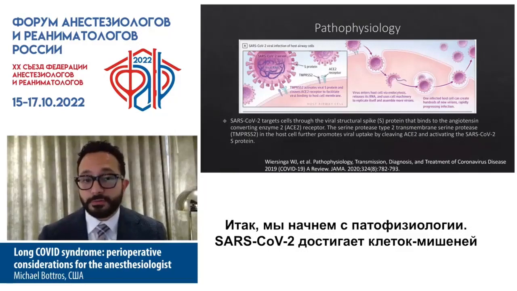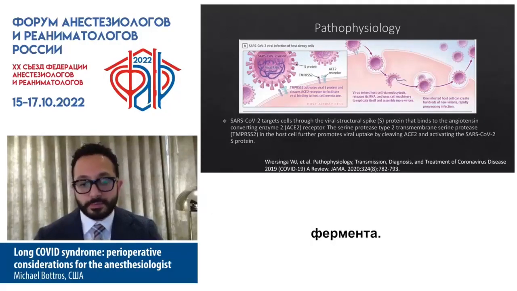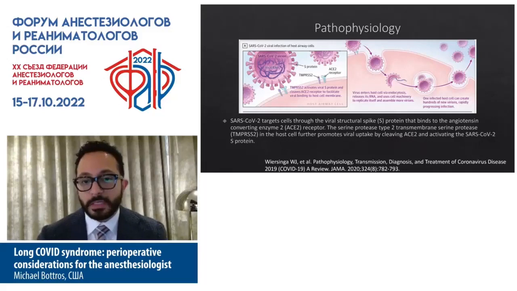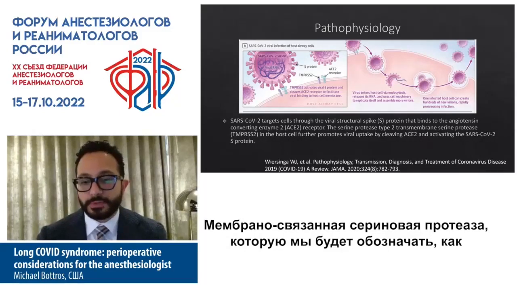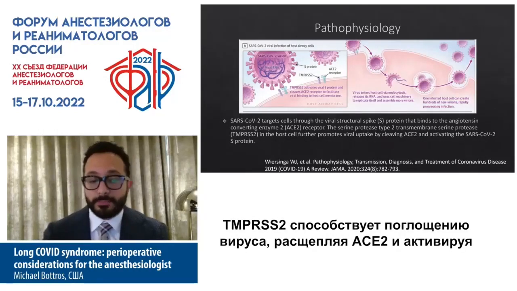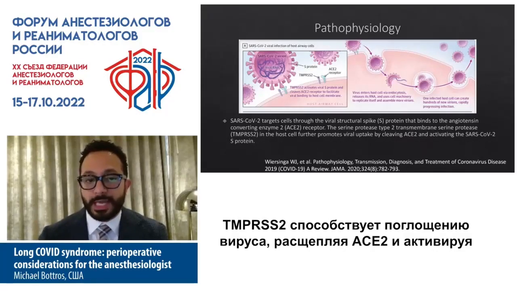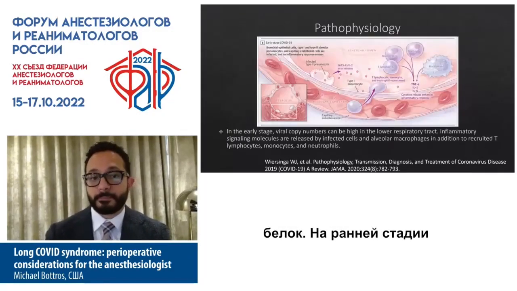The SARS-CoV-2 targets cells through a spike protein, designated here as S, that binds to the angiotensin converting enzyme 2 receptor. The transmembrane serine protease type 2, which we're going to term TMPRSS2, promotes the viral uptake by cleaving that ACE2 and activating the protein.